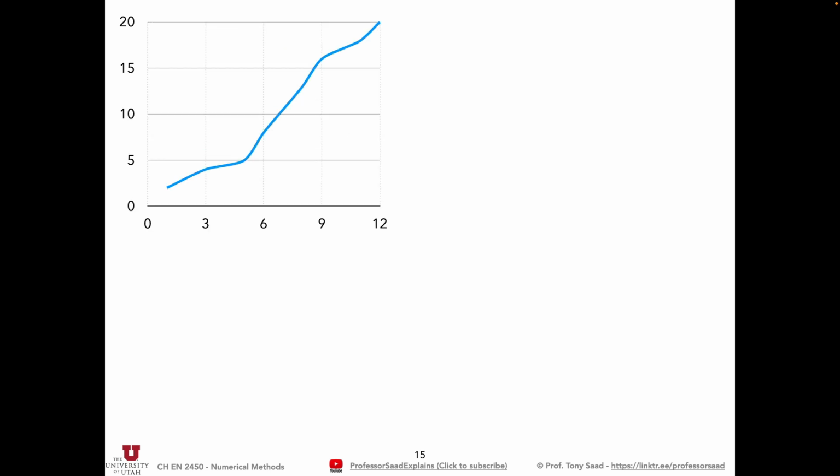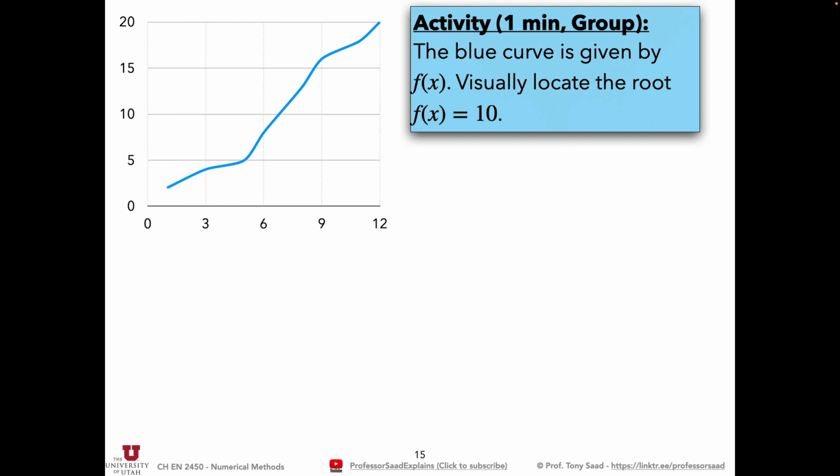Now let's take another function. The blue curve now is given by this f of x. Visually locate the root of f of x equal 10, not equal 0. So I change 0 now, I put 10 over there. So now you're finding the intersection of the blue curve with what line? With y equal 10? Yeah. So which line are we intersecting the blue curve with? Y equals 10. Okay, good.